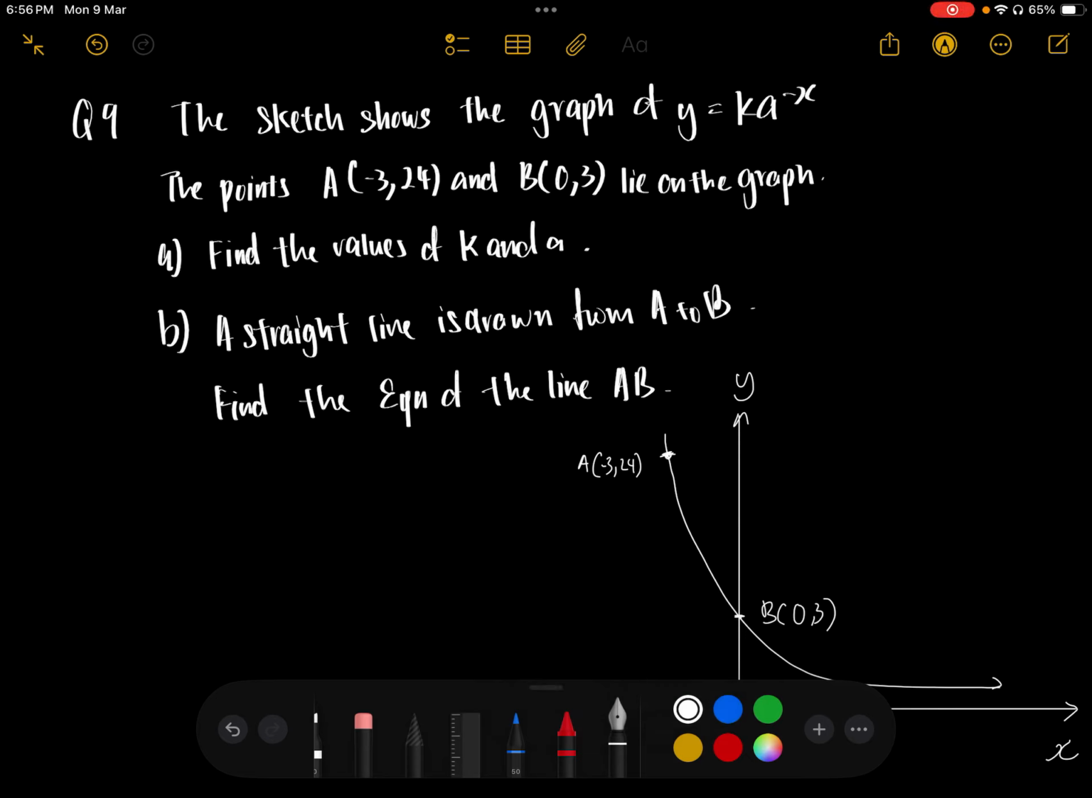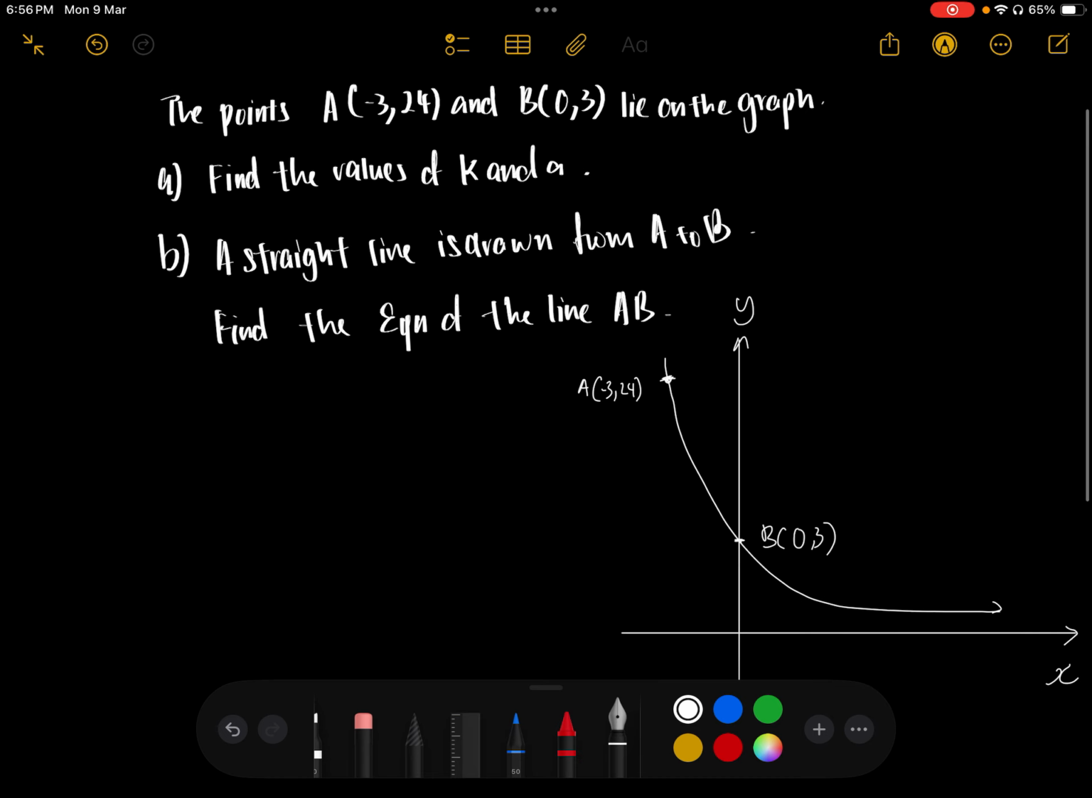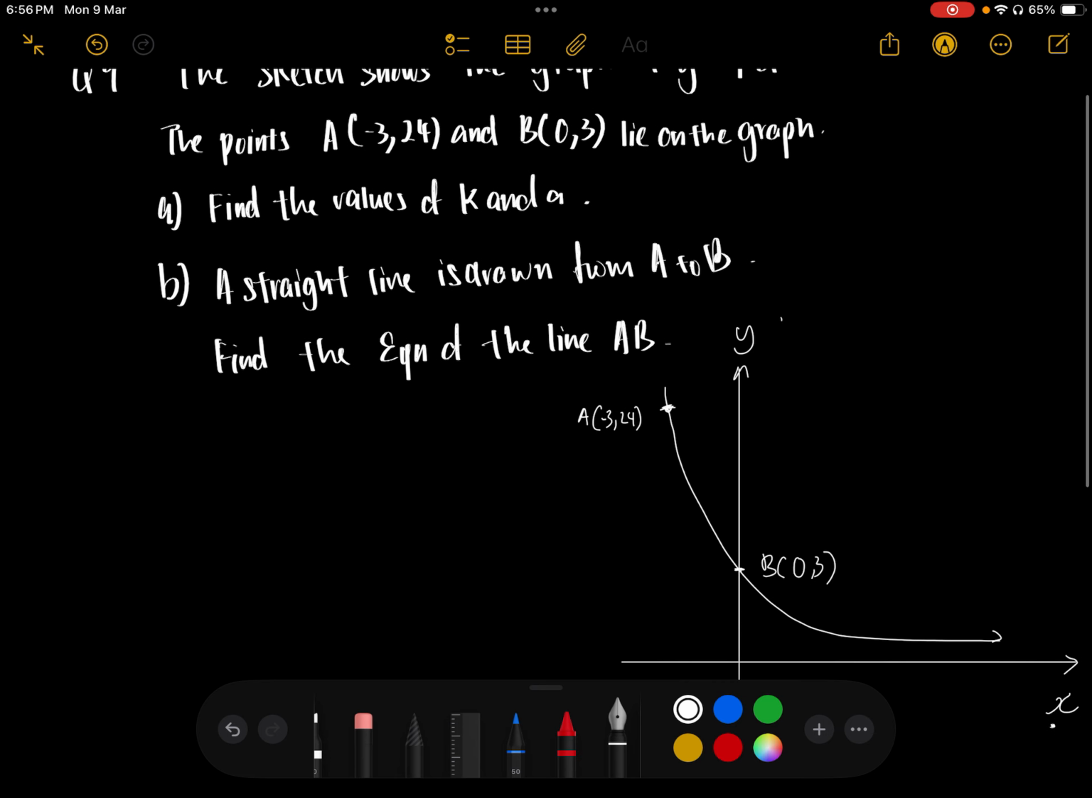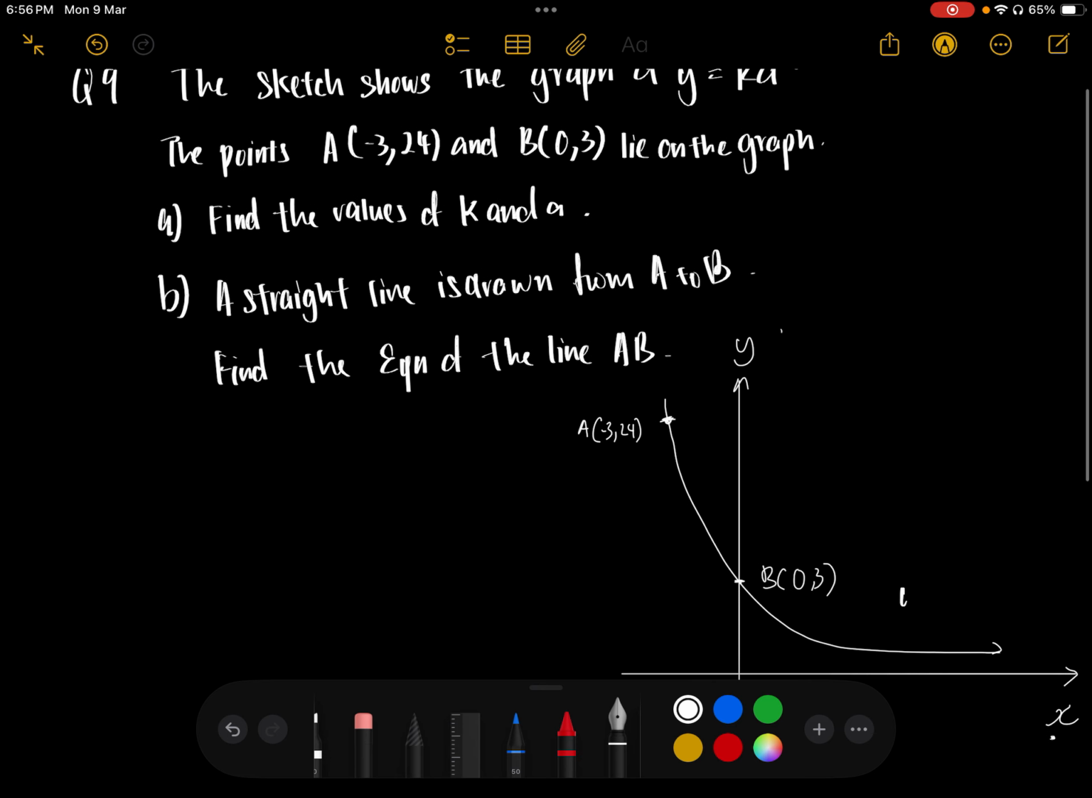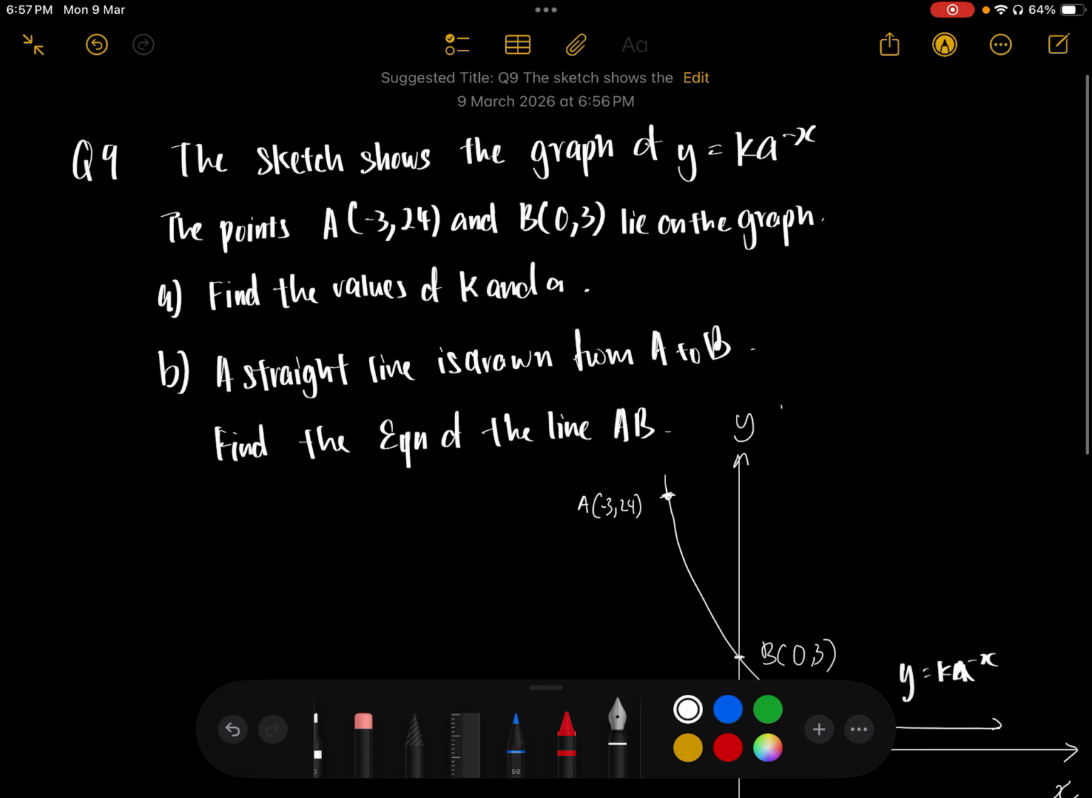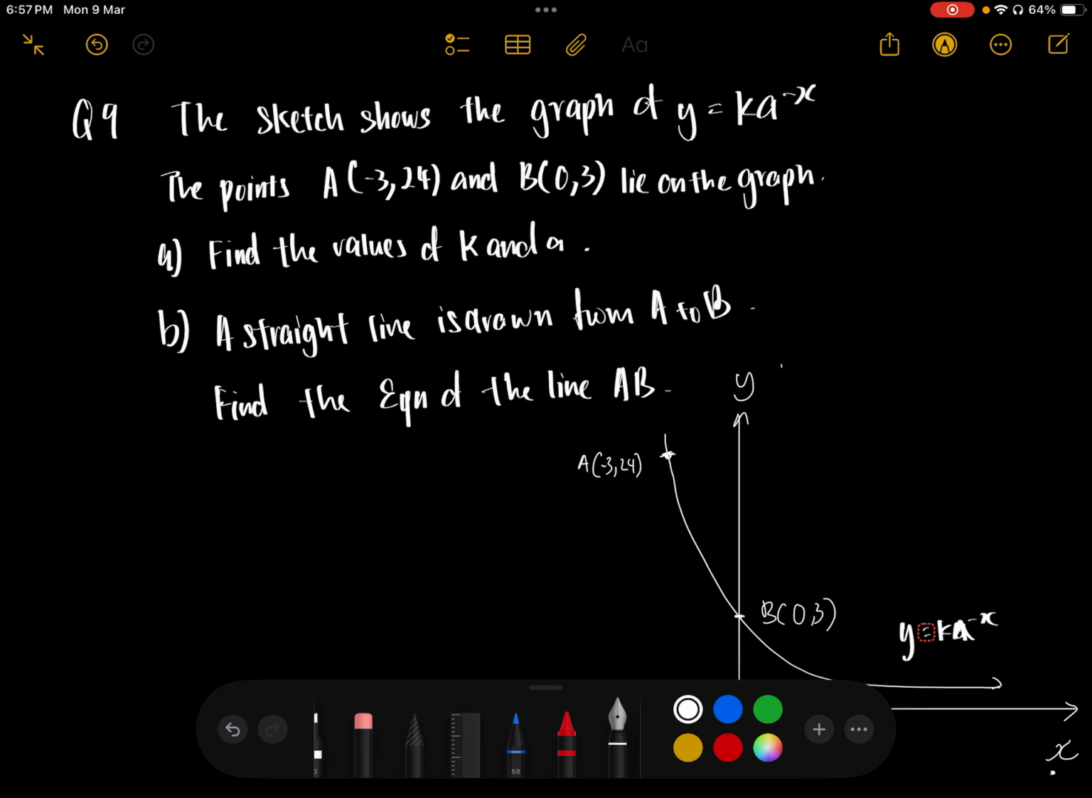All right, let's look at question 9. The sketch shows the graph of y equals k a to the power of negative x. The points A (negative 3, 24) and B (0, 3) lie on the graph. So you can see here your y-axis, your x-axis, and then on the exponential line, you have point A and point B. It would be great if I can add in this y equals k a to the power of negative x, sorry. All right, so find the values of k and a.